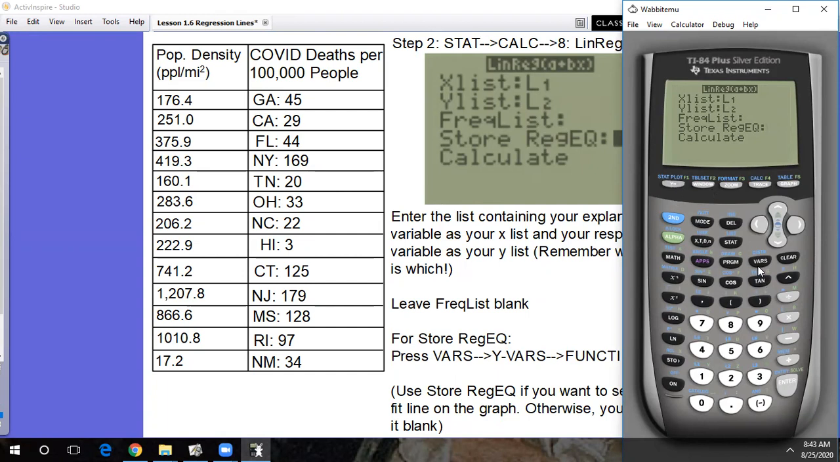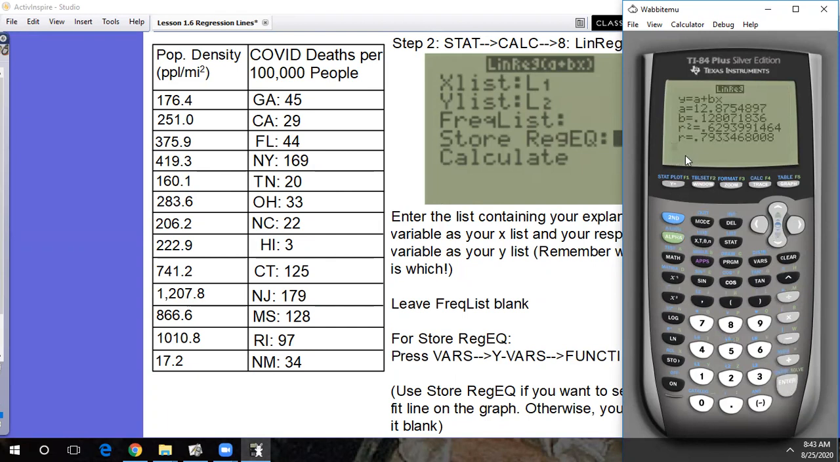So to store the regression equation, you're going to press vars, and you're going to go over to Y-VARS and choose Function. What this pulls up are all of the functions when you press y equals. These are all the functions that you have stored in your calculator. So if we say Y1, and then we go to calculate, it gives us some information.